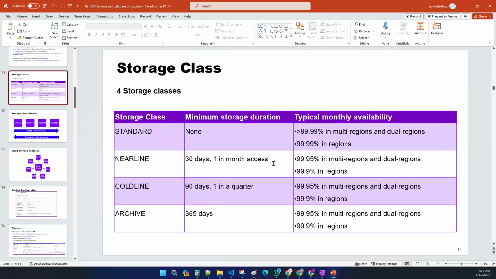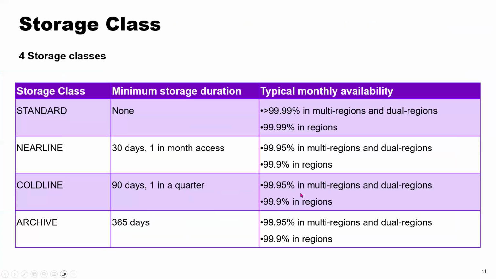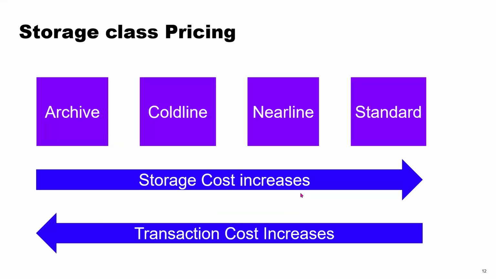Yeah. So you have four storage classes. So you have nearline, coldline, archive, and all of these things. This is how this diagram actually explains it. So the storage cost is very high for the standard. The retrieval cost is very high for the archive. I'm gonna tell you how it actually differs.